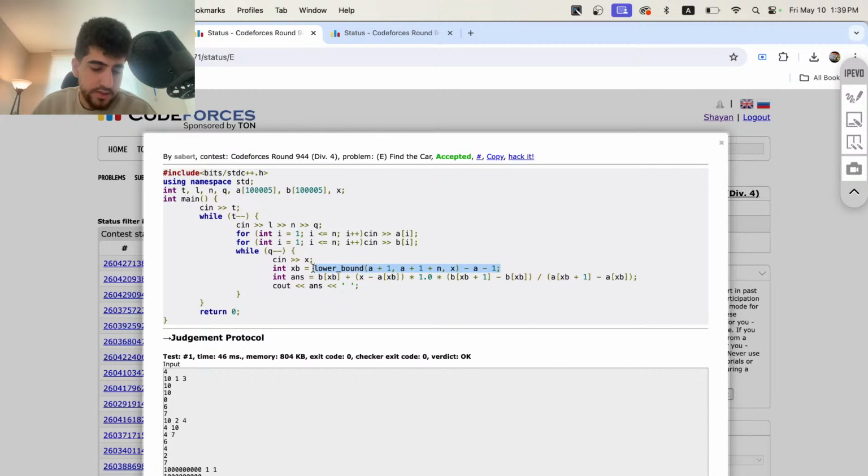Does this make sense? So it finds the greatest integer less than or equal to x. So it's going to be the last sign before x.